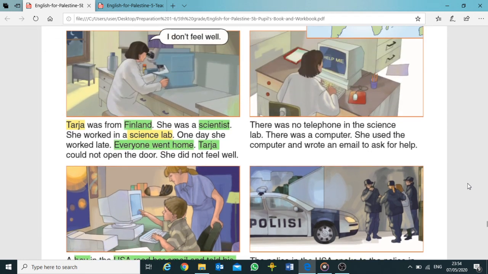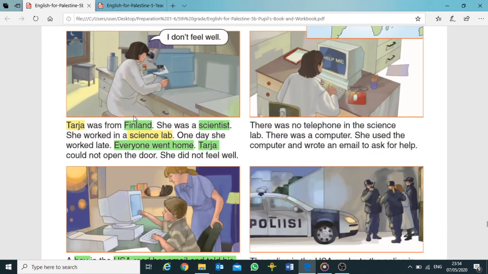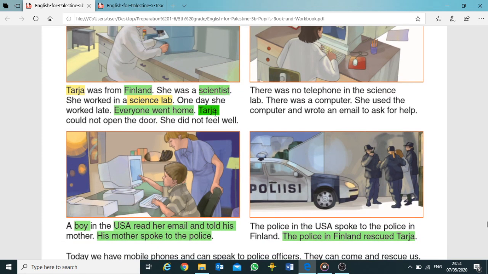So this is the story about a rescue. I want from you to read it again and answer the question correctly, please.